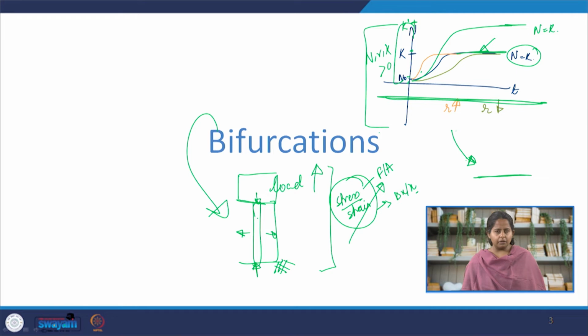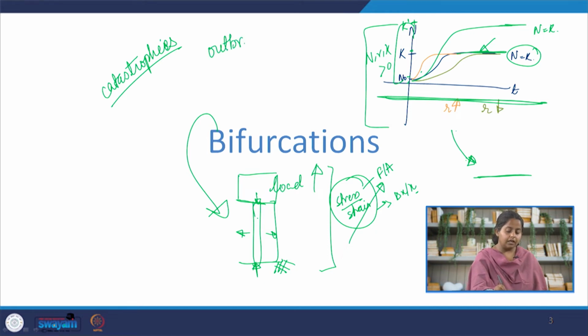Bifurcations are extremely important in environmental models, especially when we are talking about catastrophes. Examples include an outbreak of a disease, or an outbreak of a pest, like an insect outbreak, which is a model I am going to teach you as part of the bifurcation chapter, or catastrophes like when the entire colony of emperor penguins died out.